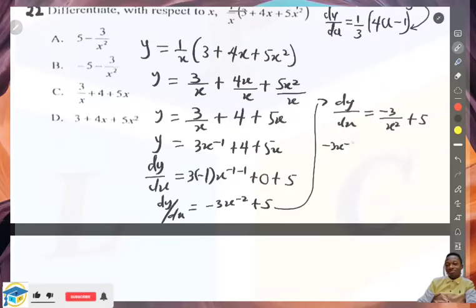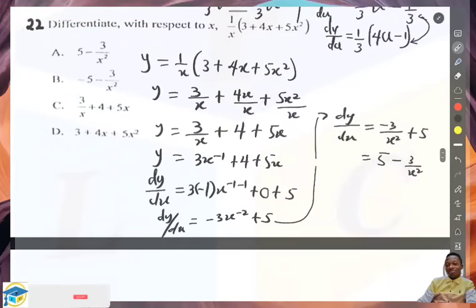I hope you agree with me on that, because this is the same thing as negative 3x to the power of negative 2 that I can see here. So I can write it in a fashion like this. Let's take note of that. To write this in a more simplified way, I have 5 minus 3 over x squared. And this is what you get at the end of the day when you differentiate 1 over x into bracket 3 plus x plus 5x squared. That's going to fetch us option A as the right answer.